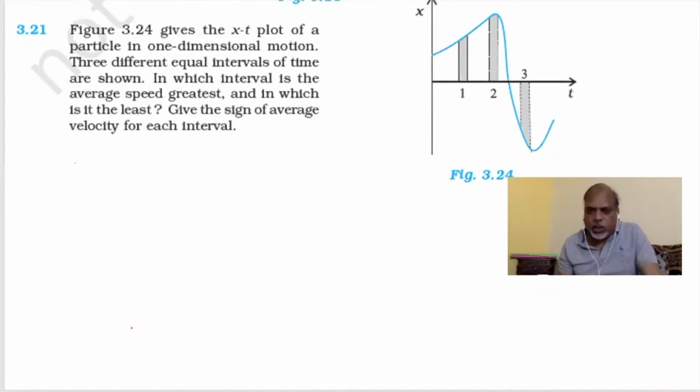So here is question number 21, and here is the figure, and it is showing an x-t graph. Three different equal intervals of time are shown. In which interval is the average speed greatest and in which is it least? So let us see first what is basically average speed.